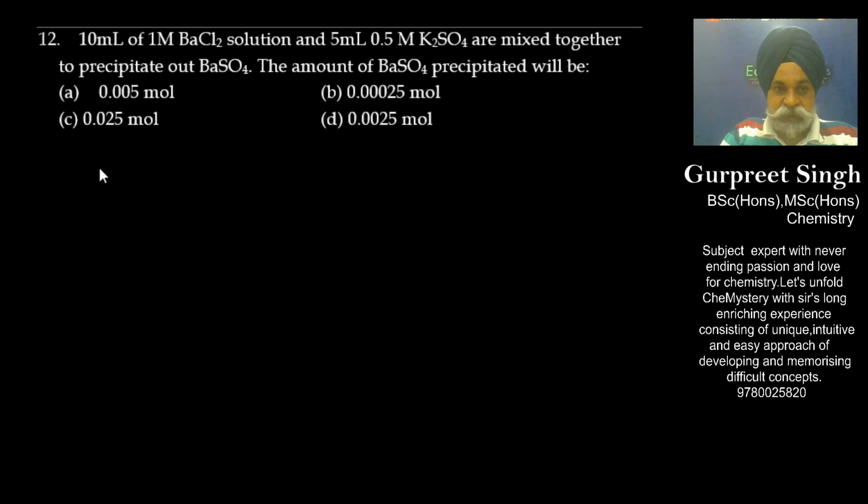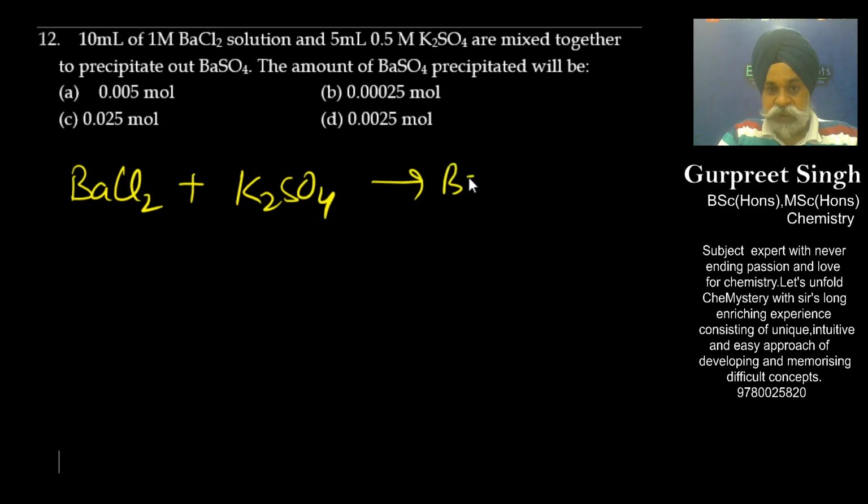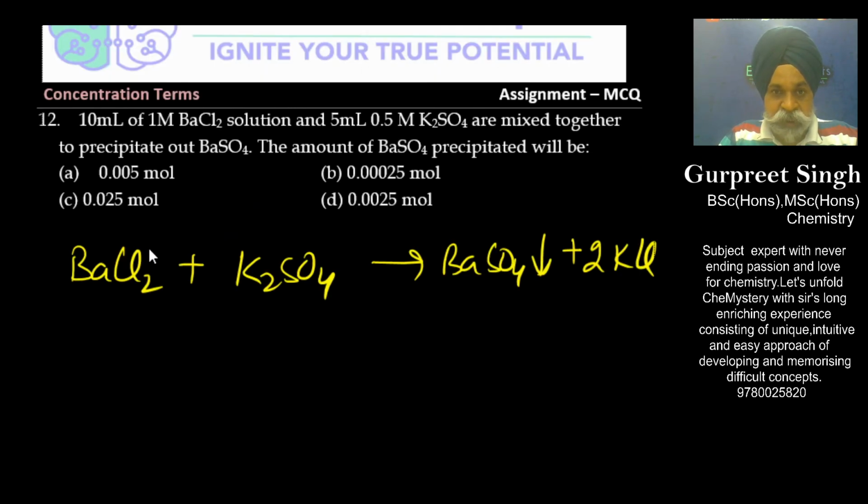This again is a very simple question where barium chloride is to be mixed with potassium sulfate. This is a precipitation reaction where you would end up getting barium sulfate plus 2 moles of KCl. To balance it out, it is almost balanced. Now what is being given to you is the data.